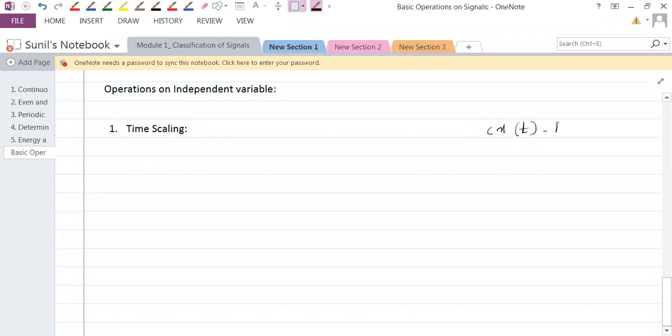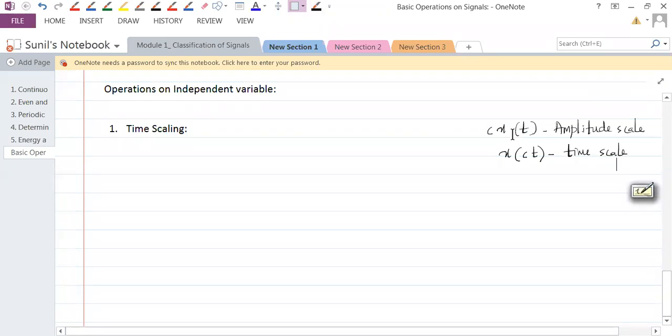Okay. So this is amplitude scale. Suppose if you scale time, it is time scale. You understand the difference? So here we are scaling the signal.